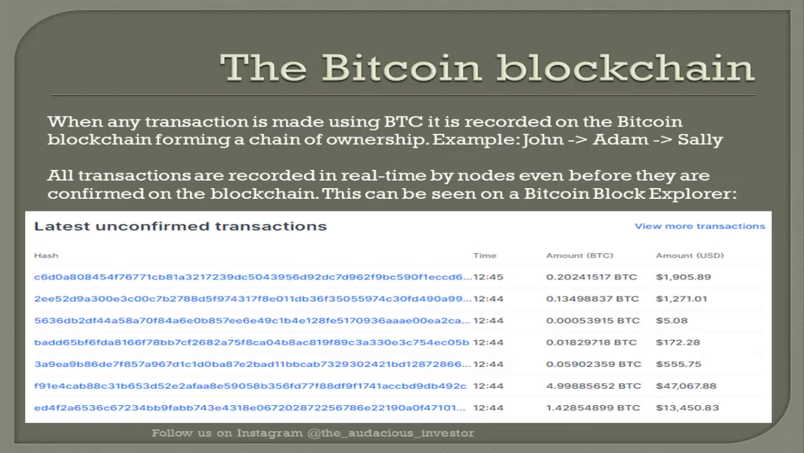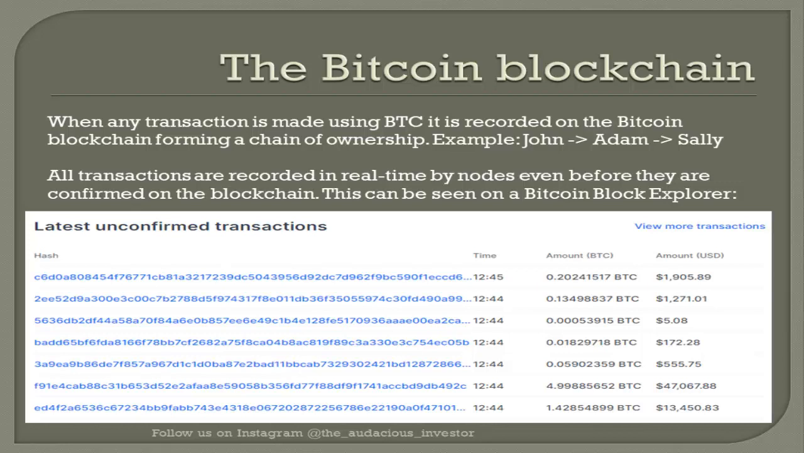Now this can be seen on a Bitcoin Block Explorer. As you can see in the picture, this is an example of the Bitcoin Block Explorer where you can see the transactions that occur on the Bitcoin ledger. As I said, it's all public. So here you can see all the latest unconfirmed transactions. You can see the time. You can see that long string of numbers called a hash. Then you can see the time, and then you can see the amount of Bitcoin that was sent. And you can see its value in USD. And these are all a list of unconfirmed transactions.